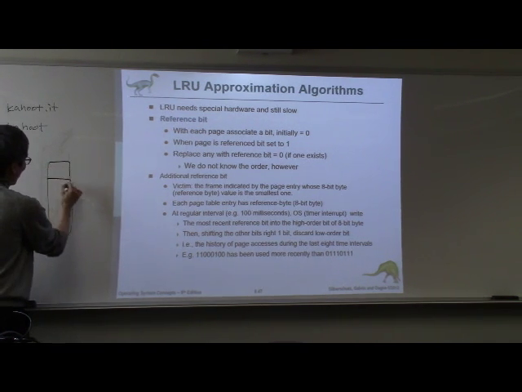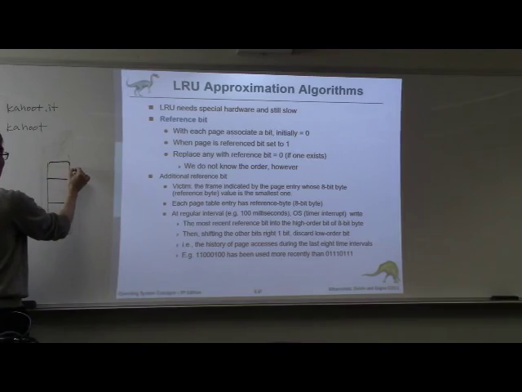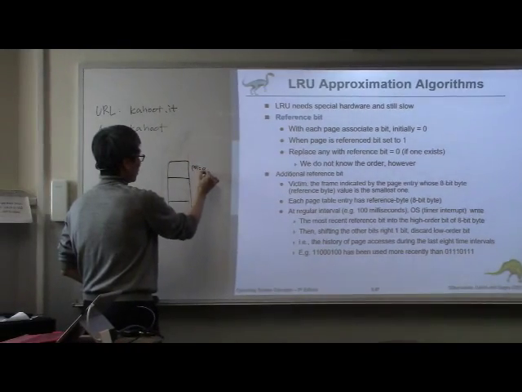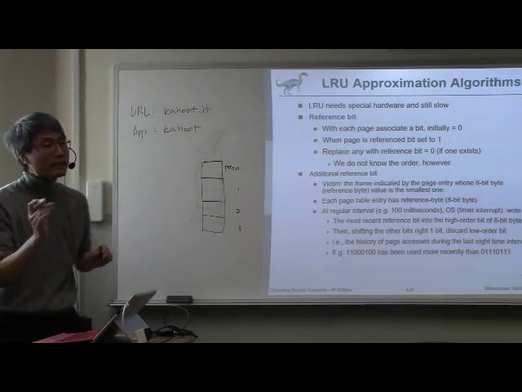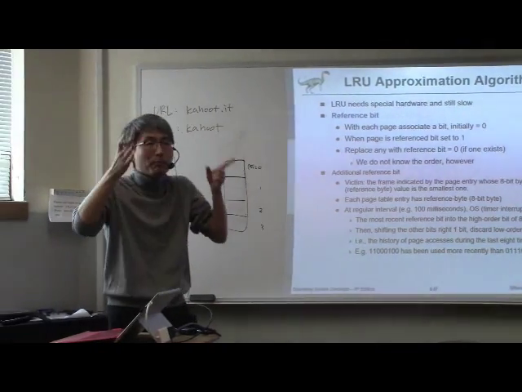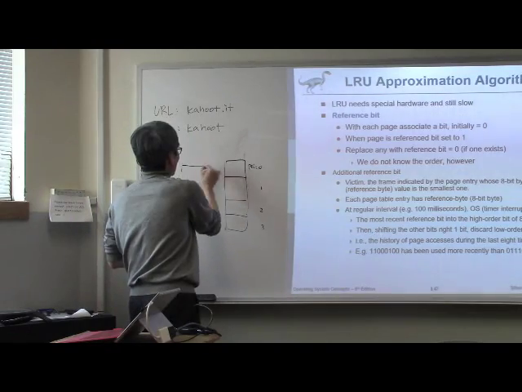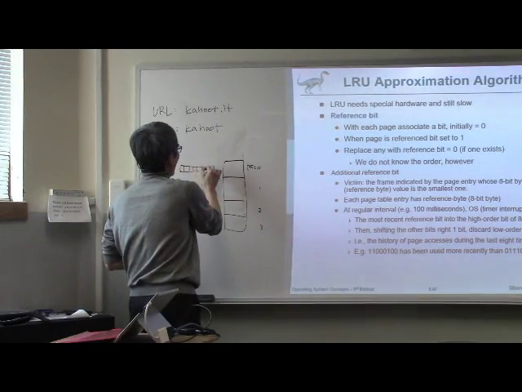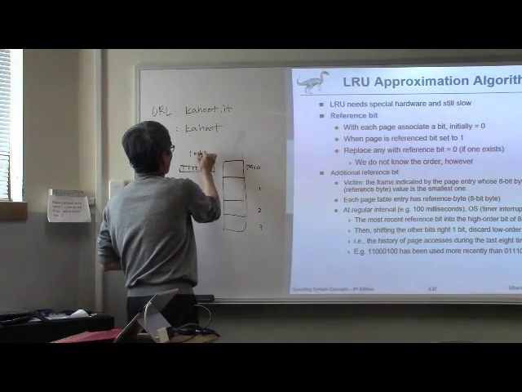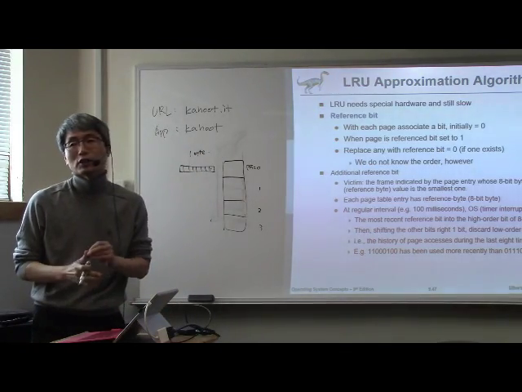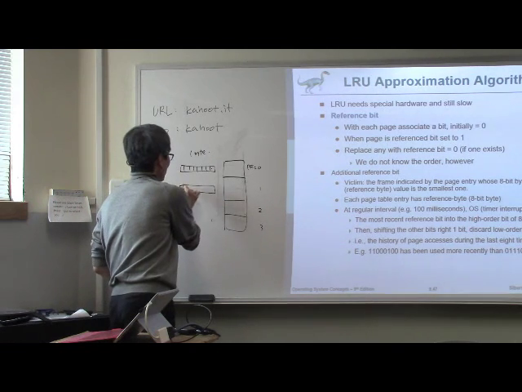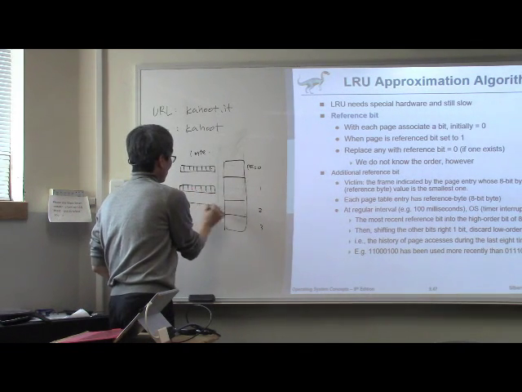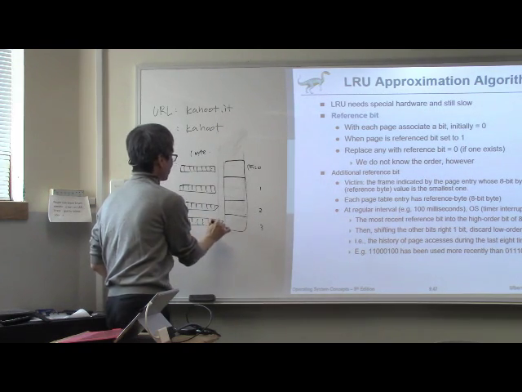Let's say we have 4 page frames: page frame number 0, 1, 2, 3. Each page frame has a number of bits. Let's say 1 byte for each. So how many bits? 8 bits. So this one has 8 bits also, and this one has 8 bits, and this one has 8 bits.